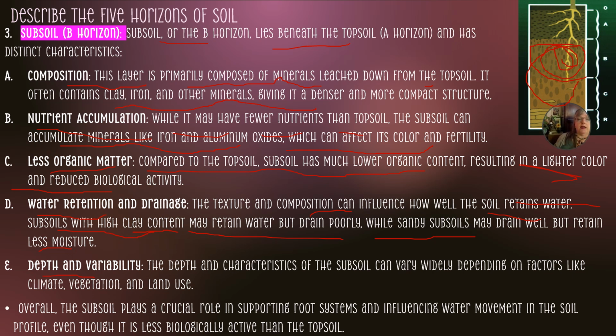With the depth and variability of the subsoil, they vary widely depending on factors of climate, vegetation, and land use. As this stuff is going on right here, the faster the water flows through, the faster the decomposition, the faster these rocks evolve. All of those things are going to change the amount of subsoil you have right here. Overall, it's important for supporting the root system. It influences water movement in the soil. And even though it's less biologically active, it's important. There's not a lot of organic stuff going on, but you have a lot of water and mineral stuff going on in the subsurface.